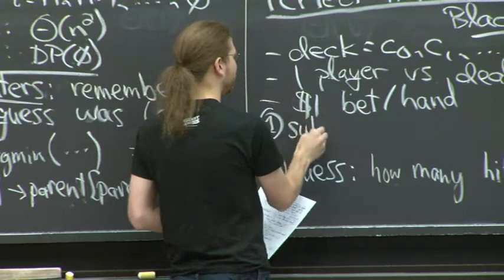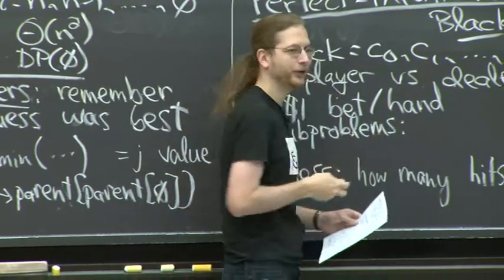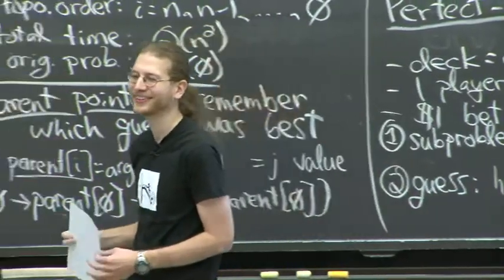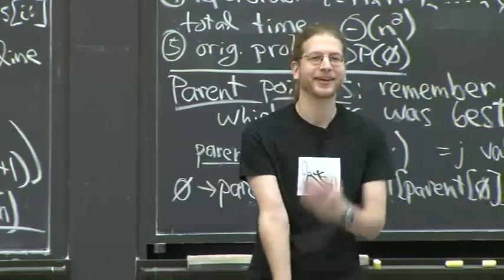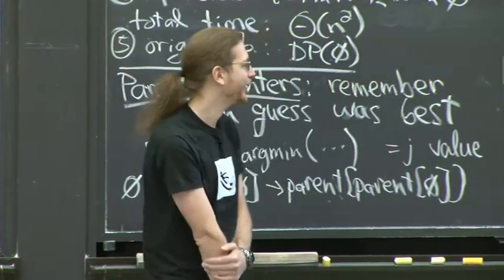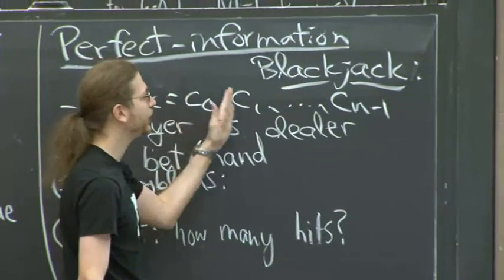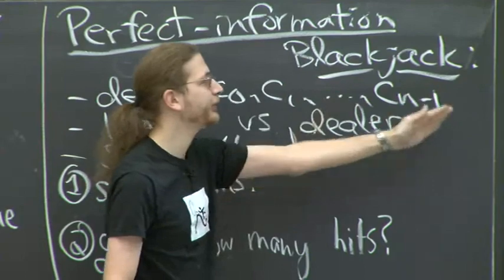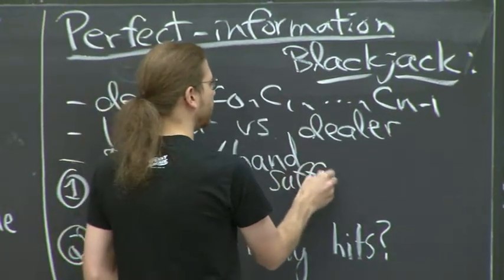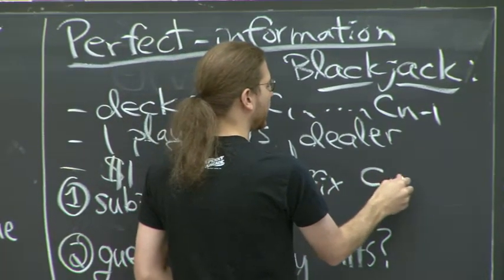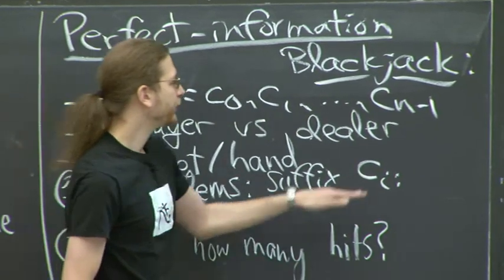Our subproblems. Can anyone tell me what our subproblems would be? In one word or less? Less would be impressive. Yeah. Where do you start the new hand? Yeah. So it's going to be suffixes of the cards. At some point, we do a play, and then we get to the ith card, and then the rest of the game will be from the ith card on. So it's going to be the suffix c[i:], I guess would be the notation here. These are the cards that remain.